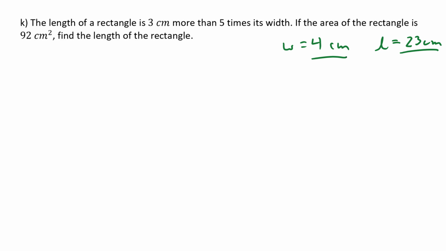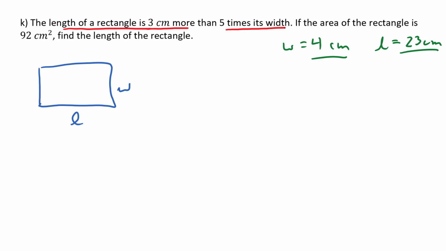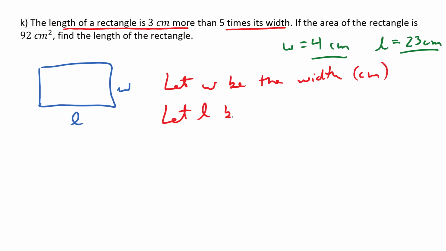Here's your answers. Let's take this up. So we have a rectangle. It has a length and it has a width. It says here, the length of the rectangle is 3 centimeters more than 5 times the width. Let's create our let statements. Let W be the width in centimeters. Let L be the length in centimeters. Let's now build our equations.